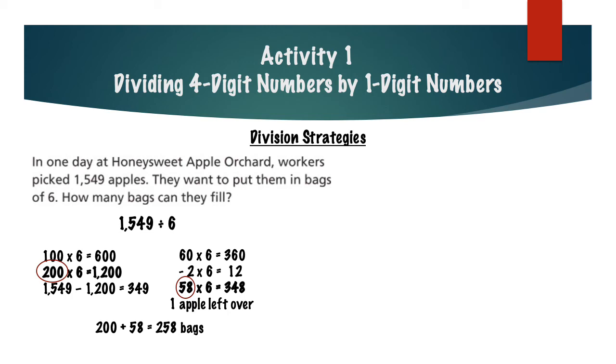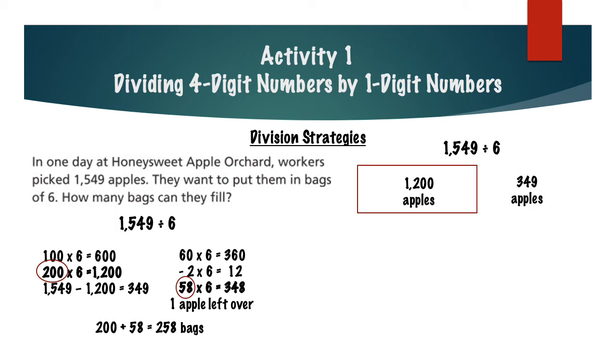Another way to solve this problem, you could break up the 1,549 apples into 1,200 apples and 349 apples. You can draw a big box for the 1,200 apples and a smaller one for the 349 apples. You can make groups of 6 out of each part and keep track of it under the drawing.